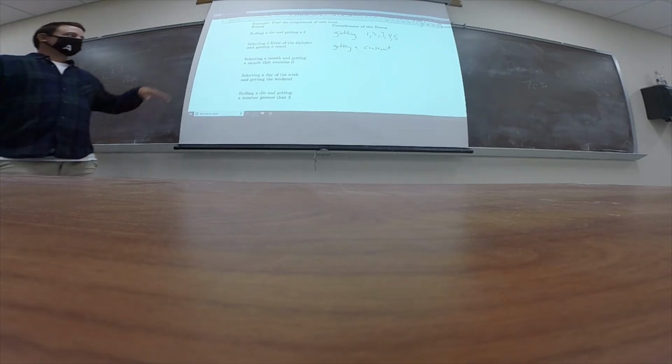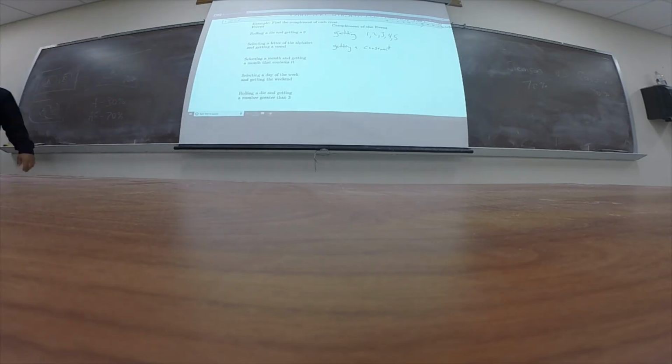All right. Let's select a month and get a month that contains R, in the spelling. What's the complement of that? What months we got? Not January, not February, not March, not April. Go May, June, July, August. September doesn't work, October, November, December, so that's it, right? Yeah.